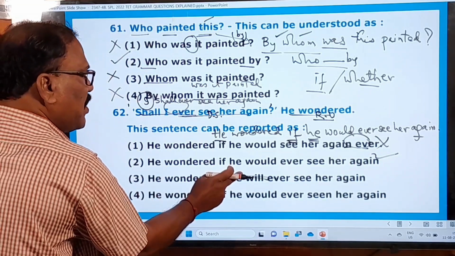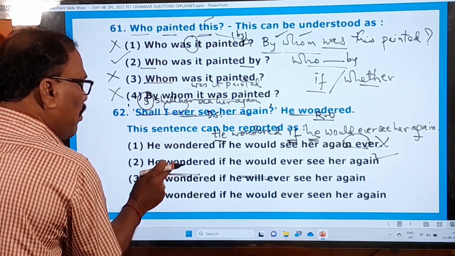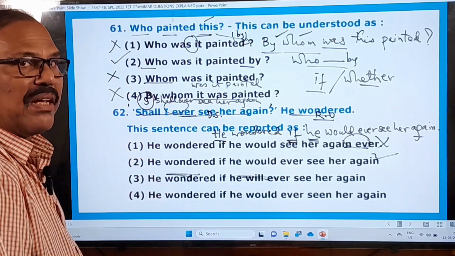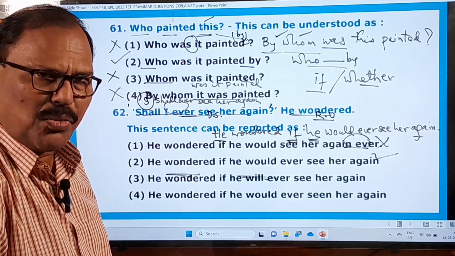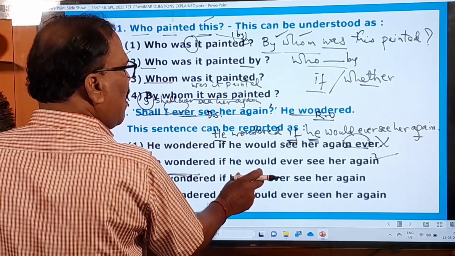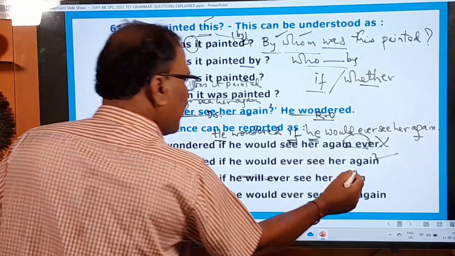And he wondered if he will. In the indirect speech, will should not be used, because the reporting verb is in the past tense. If the reporting verb is in the past tense, automatically the remaining sentence should be in the relevant past tense. That is the rule. So here wondered is in the past tense, therefore it must be in the past tense. That's why will ever is not correct. Would ever you have to say. That's why this is wrong.